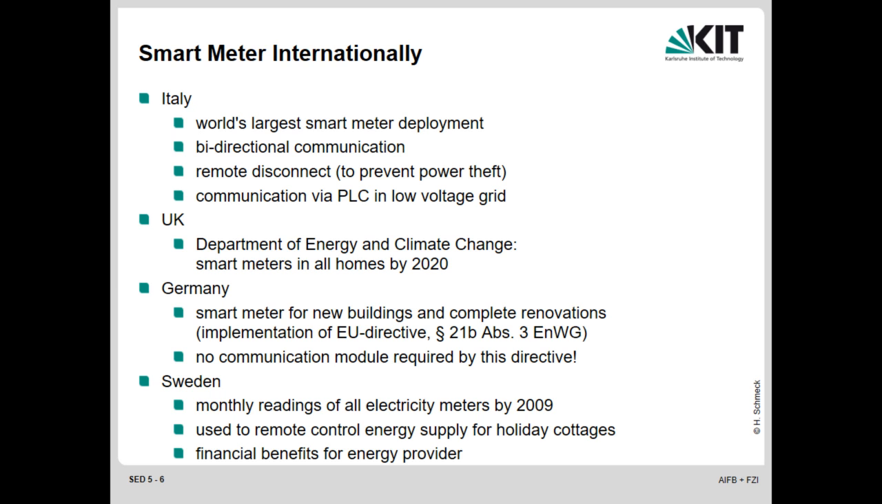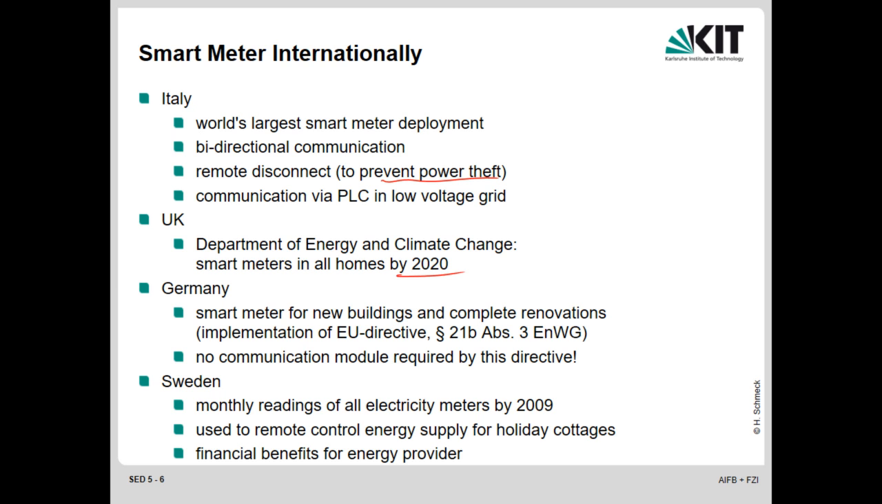We have bidirectional communication, not only measuring what happens. It's not just reading, but also sending control signals, in particular being able to prevent power theft. Communication is using power line control. In the United Kingdom, smart meters should be in all homes by 2020. I have no idea to what degree they actually have implemented that.